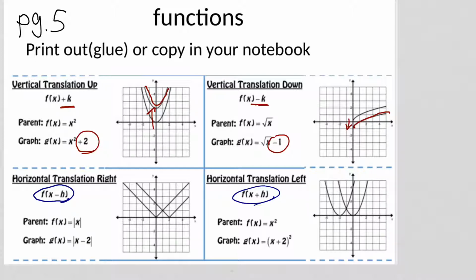So for the translation right example, they're asking us to plot the absolute value of x minus 2. So that means we're going to the right 2 units. So we're going this way, right 2 units, and this is where it lands. For the translation left, they're using the x squared function, and they have it as x plus 2 squared. So that means we're going to the left 2 units, and this is where it lands.